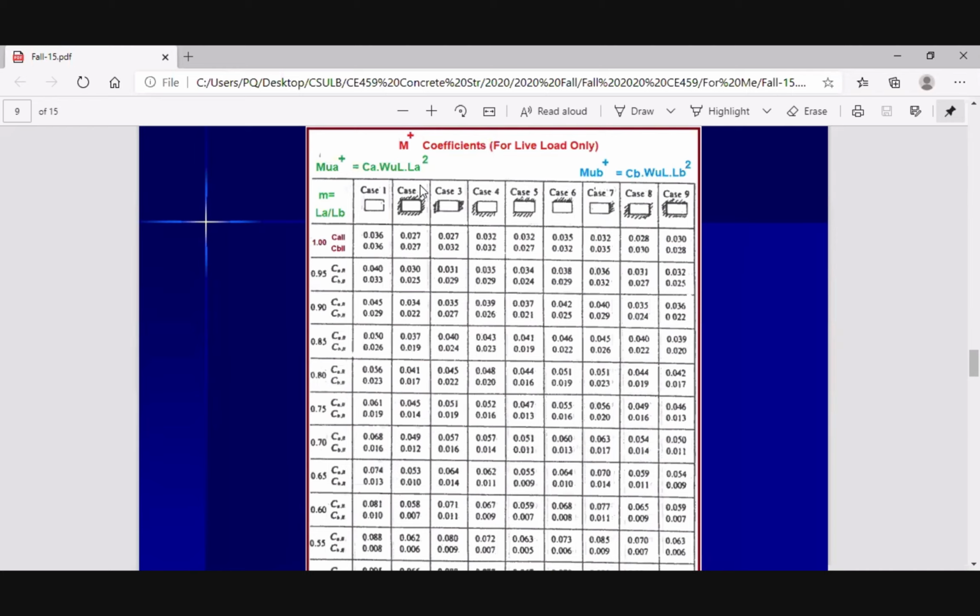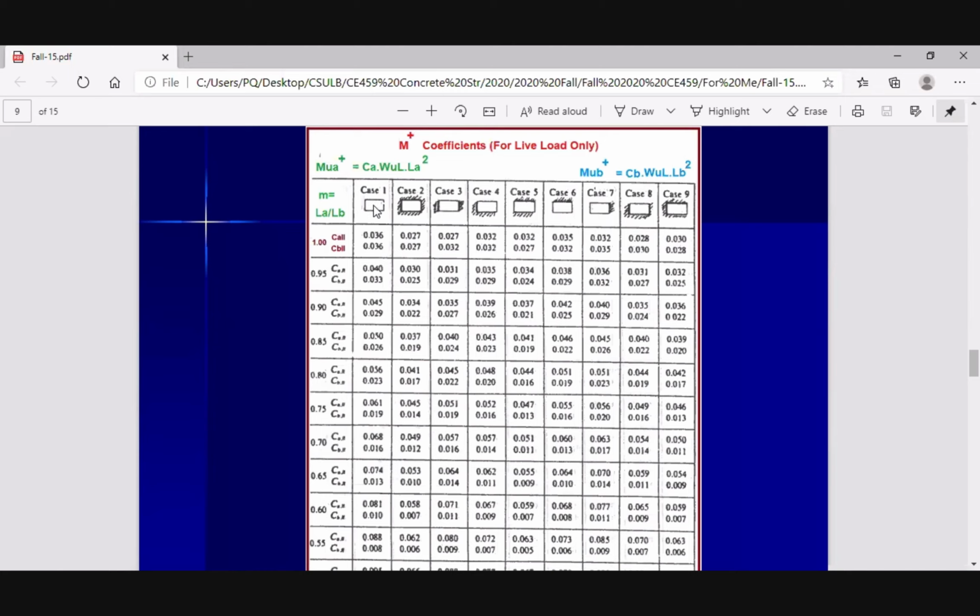That's it. So you can then add them: LUA dead load plus LUA live load, positive. You will get MU for A, positive and negative. Add them together. That's it. That's the moment that you have to design your positive moment for that case.